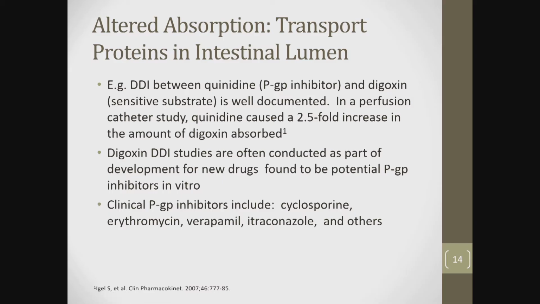A couple of examples of this is a well-documented interaction between quinidine, which is a PGP inhibitor, and digoxin. Digoxin we describe as a sensitive substrate of PGP, that is, small perturbations in PGP, whether it be induction or inhibition, can result in big changes in digoxin exposure. So we often use digoxin as our substrate of interest when we want to evaluate the effect of another drug on P-glycoprotein. Some clinically relevant and well-characterized PGP inhibitors include cyclosporin, erythromycin, verapamil, itraconazole, and others.